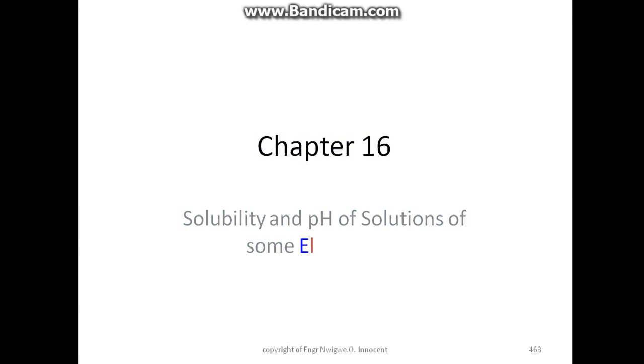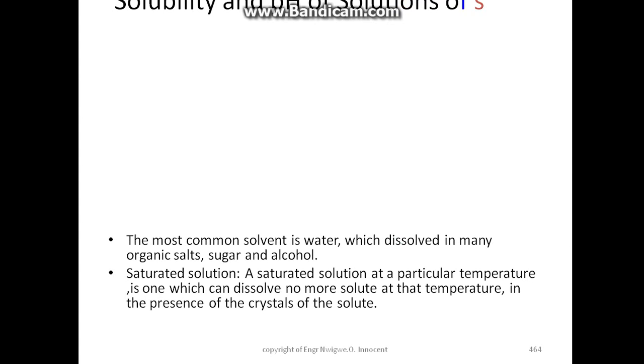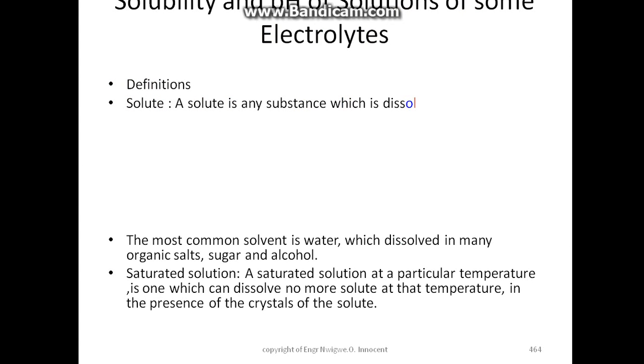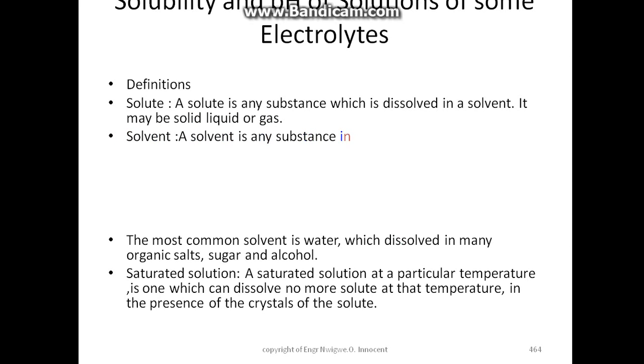Chapter 16. Solubility and pH of solutions of some electrolytes. Electrolytes. Definition. Solute. A solute is any substance which is dissolved in a solvent. It may be solid, liquid, or gaseous. Solvent. A solvent is any substance in which a solute dissolves.